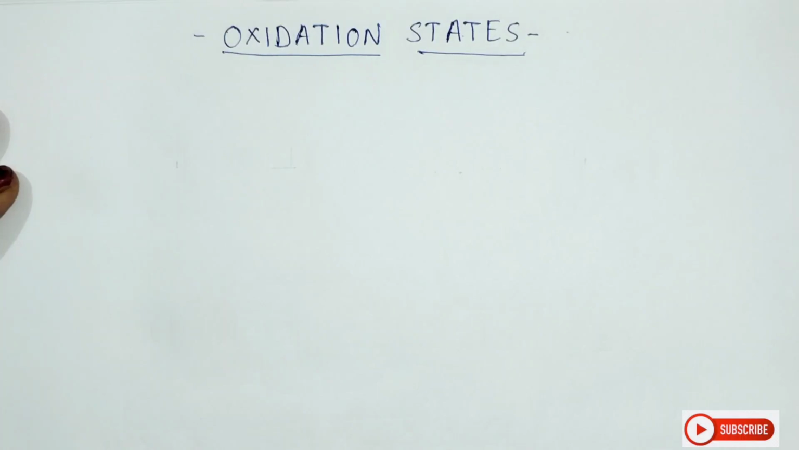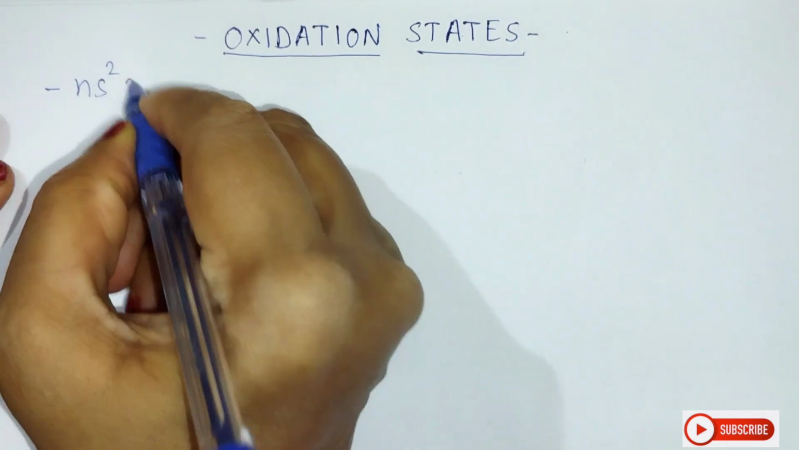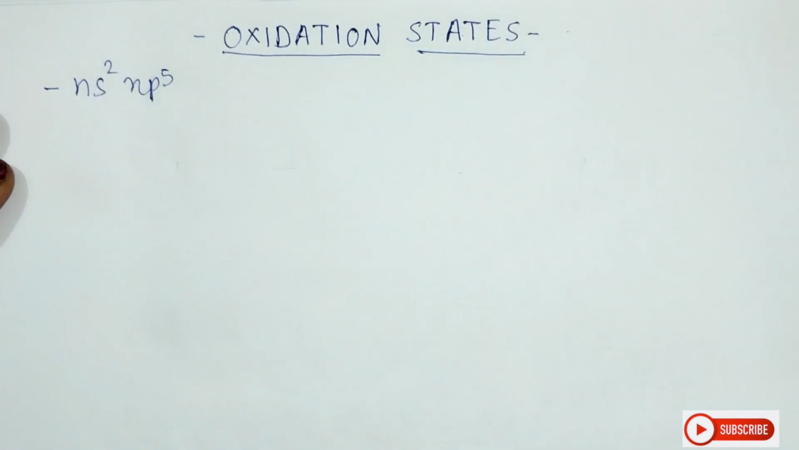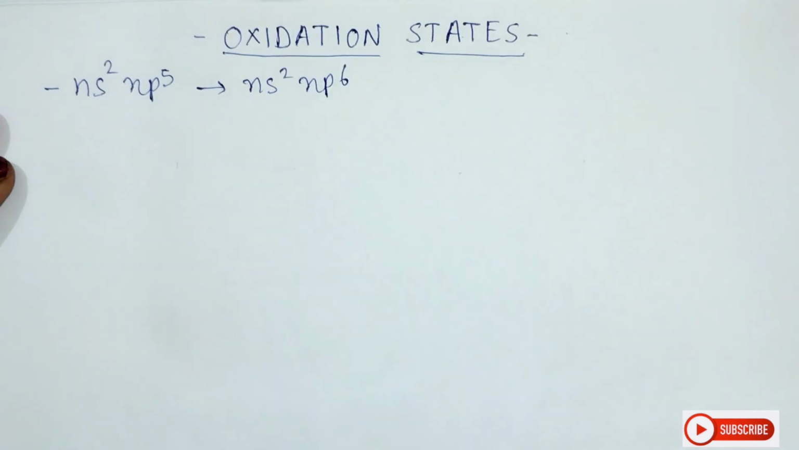Hello students, in this video we are going to see some of the oxidation states that halogens will exhibit. So halogens have the outer electronic configuration of ns2 np5. Thus, these elements tend to gain or share one electron to attain the stable noble gas electronic configuration of ns2 np6. So let us understand the various oxidation states that the 17th group elements or halogens will exhibit.